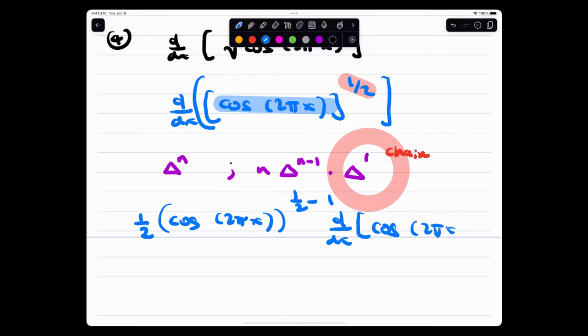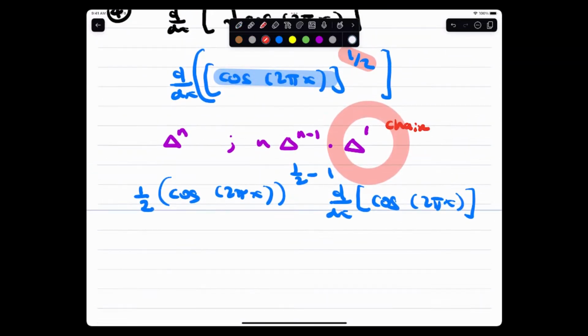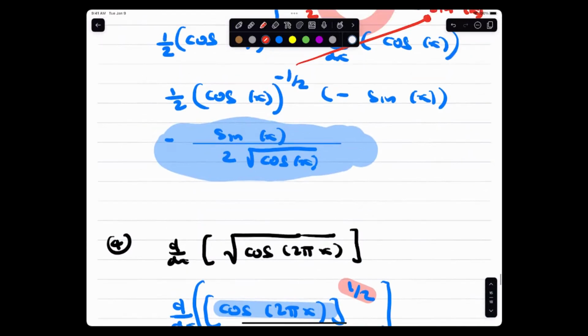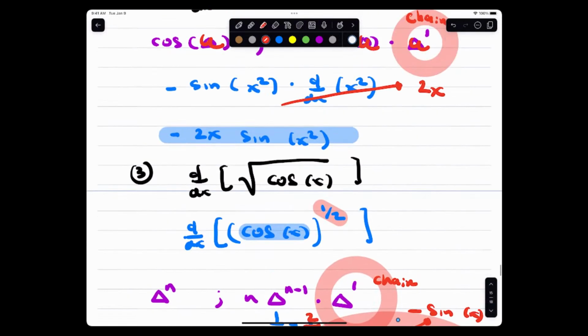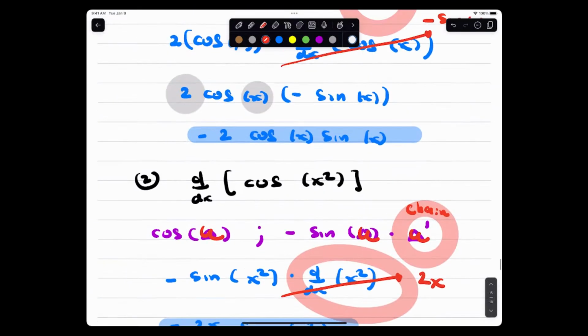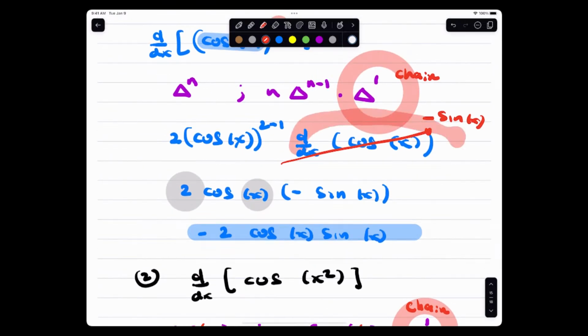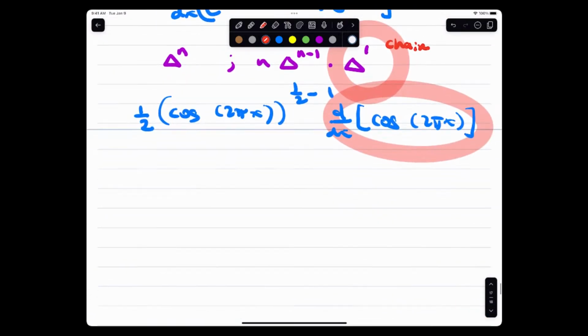Don't forget your chain. And that's cosine 2 pi what? X. You got to take that derivative. So here is the chain, ladies and gentlemen. Just like up here, this was the what? The chain. Here, this was the what? The chain. And everybody forgets that. So every one of these had chain there. So notice this here.